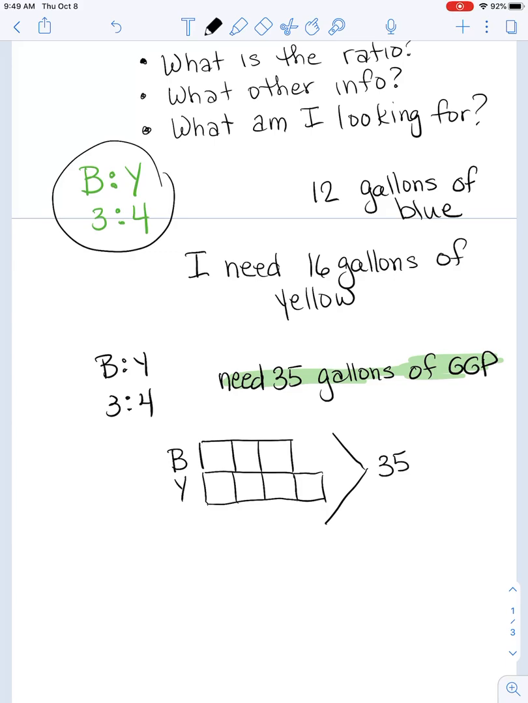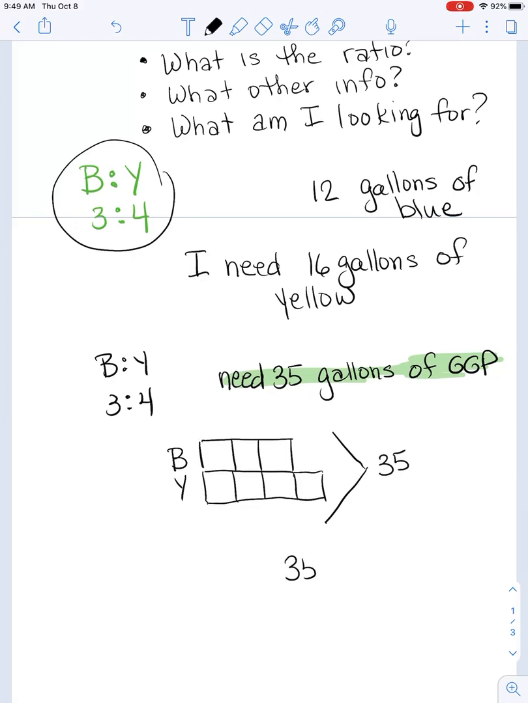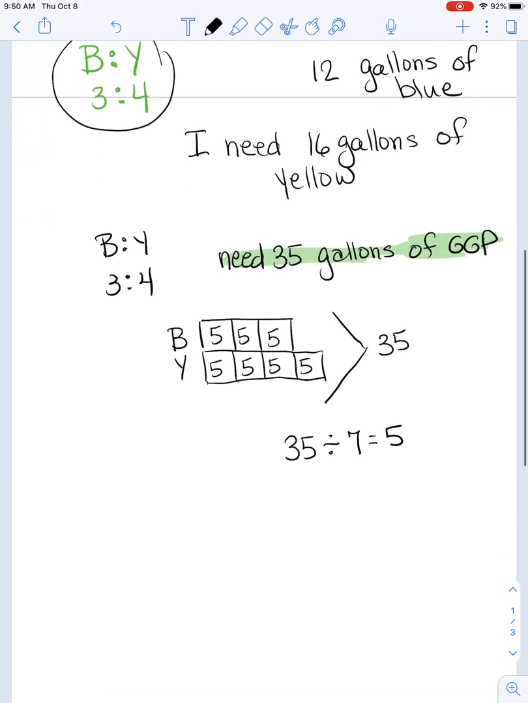Now, remember we said that all the boxes in a tape diagram have to be the same. Well, how many boxes are there? Can you see there are 3 blue and 4 yellow? That would be a total of 7 boxes. So those 35 gallons must be divided by 7 so that I can put the same number in each. And 35 divided by 7 is going to be 5. Okay, so I have to put a 5 in each of these boxes. And let's make sure we have 5, 10, 15, 20, 25, 30, 35.